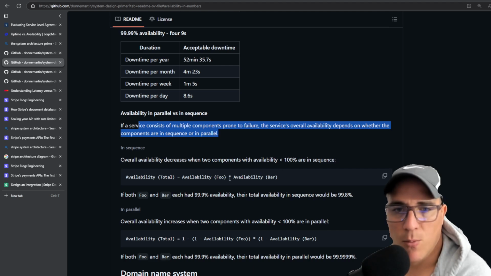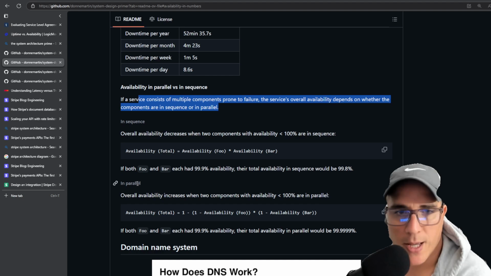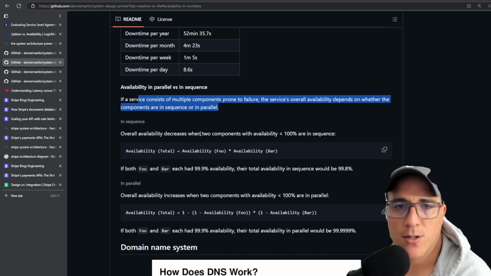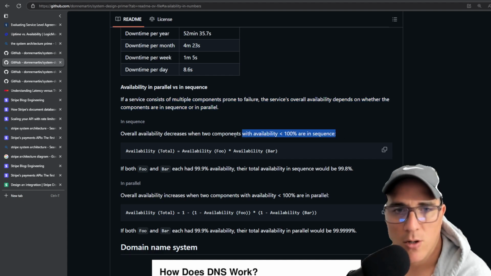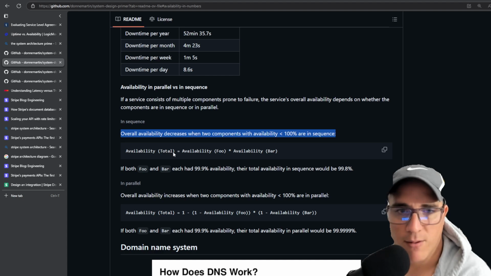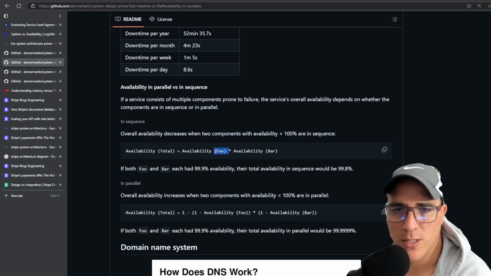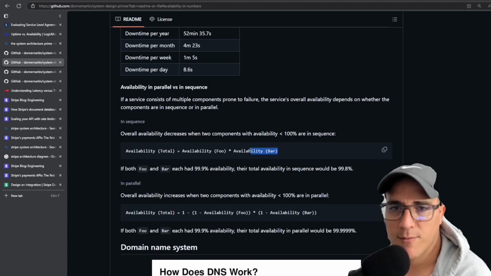if you have, for example, two services, one of them is 99.9 and the other is 99.8, you should calculate both by multiplying. So let me read this. Overall availability decreases when two components with availability less than 100% are in sequence. This is the general rule. Total availability is the availability of one service times the availability of another service.